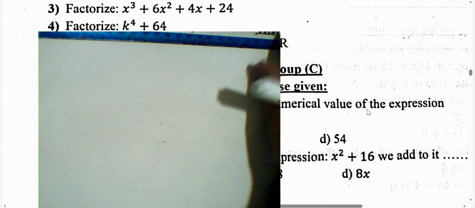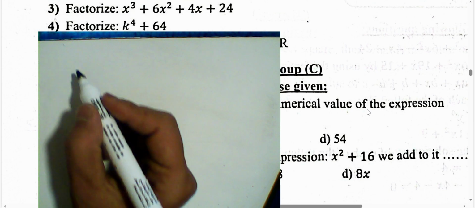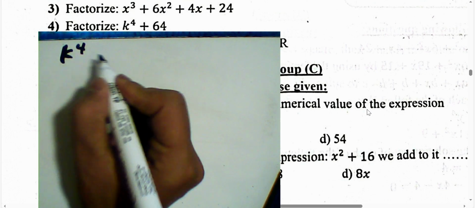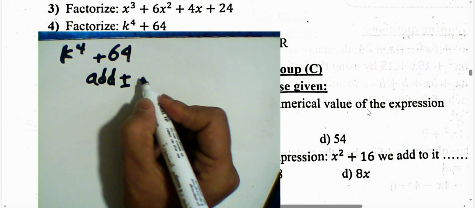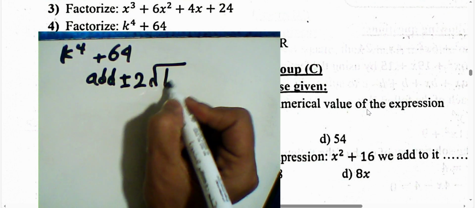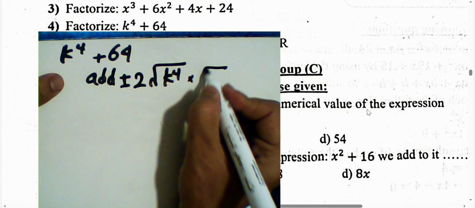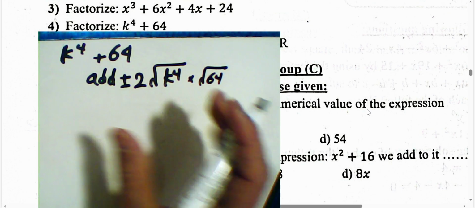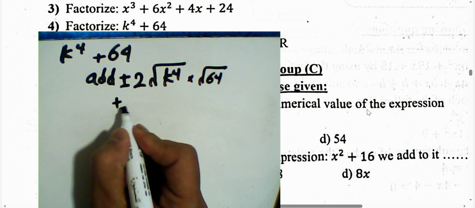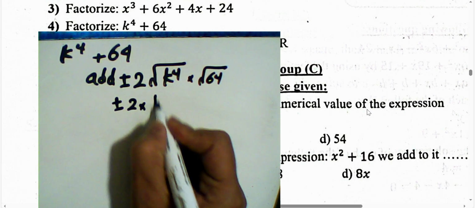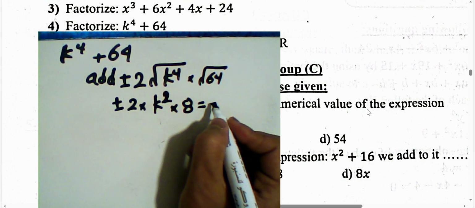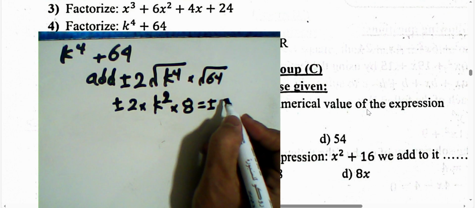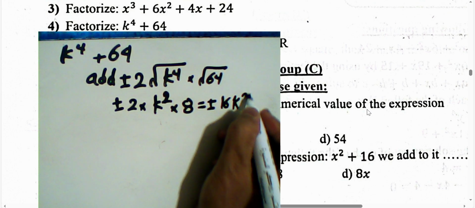Next question, number 2. Factorize k power 4 plus 64. Okay, k power 4 plus 64. We must add positive or negative 2 times the square root of the first times the square root of the third. We want to find the middle term. Then we can write add positive or negative 2 times the square root of k power 4, which is k power 2, and the square root of 64 equals 8. 2 times 8 equals 16. Then we must add positive or negative 16 times k power 2.